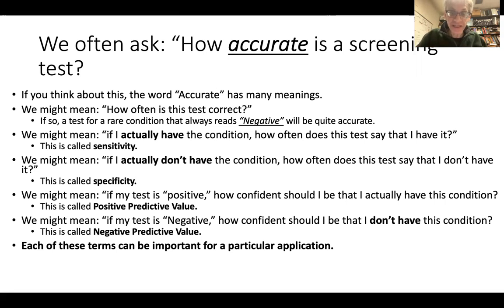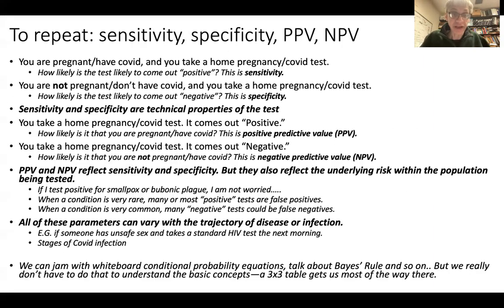Now, the flip side of that is interpreting a test that's imperfect. Suppose we ask, if my test comes out positive, how confident should I be that I actually have the condition? That's called positive predictive value. So, there's a home pregnancy test. The little plus sign is there. How likely is it that the person's pregnant? Or we might mean the opposite. If my test is negative, how confident should I be that I don't have the condition? That's called negative predictive value. Every one of those terms is important for a particular application or for a particular policy question, but they're all different. Sensitivity, specificity, positive predictive value, negative predictive value.